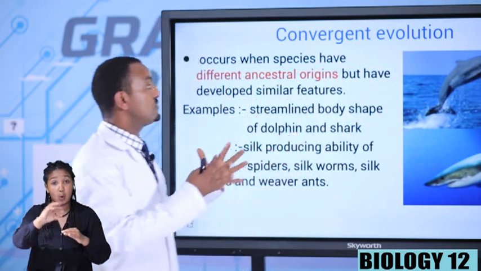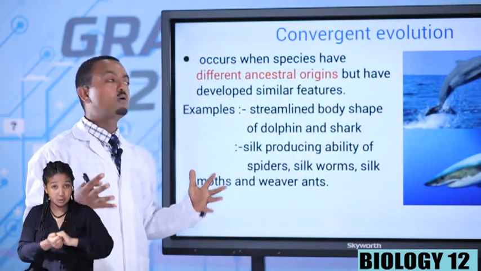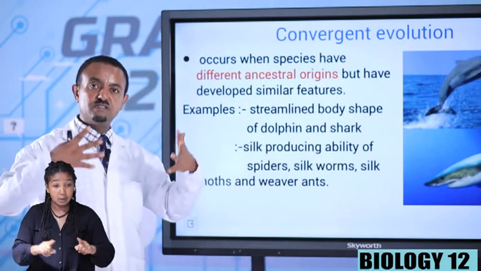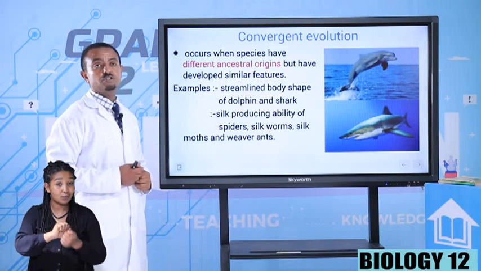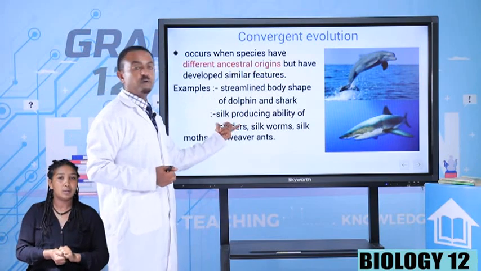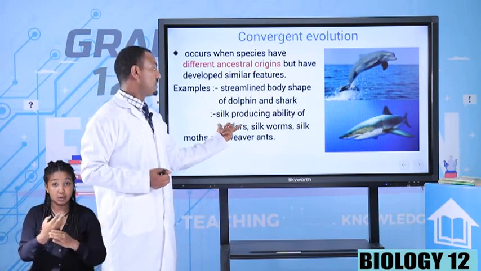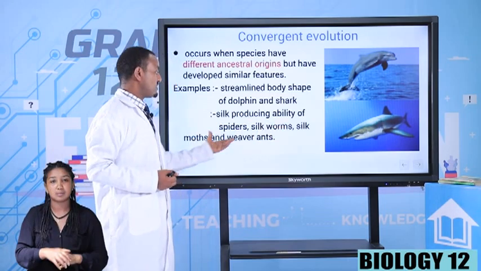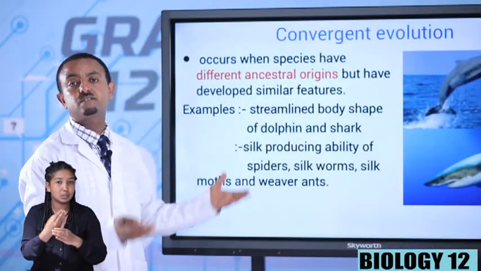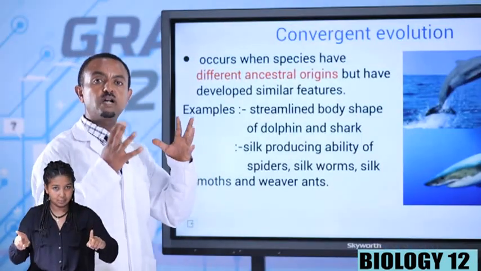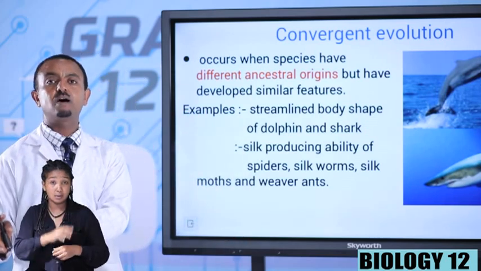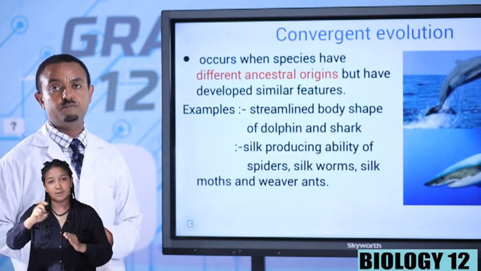So convergent evolution is a type of evolution where organisms from different origins evolve similar features in order to live the same way. The silk producing ability of spiders is also another example. Silkworms, silk moths, and weaver ants have similar types of silk producing features, but their origin is different. So organisms from different origins but having similar features are the result of convergent evolution.